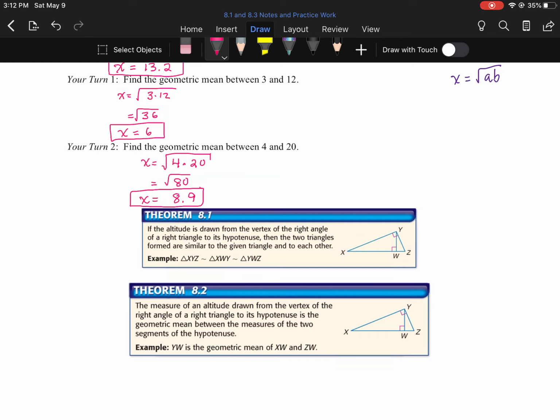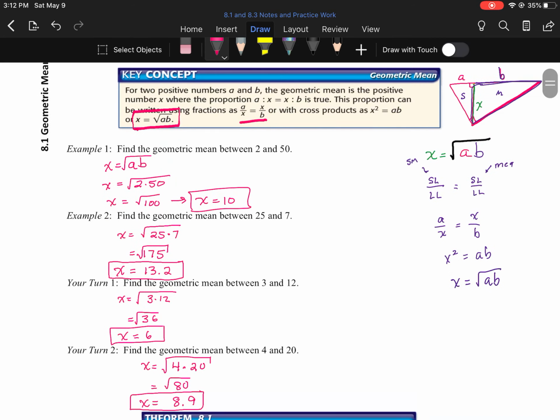All right, so now we have a couple theorems here to look at. It says if the altitude is drawn, remember the altitude is just the height, from the vertex of a right triangle, from the right angle of a right triangle to its hypotenuse, so from there to there, then the two triangles are similar to the given triangle and to each other. So that's going back up to this triangle up here that I drew.